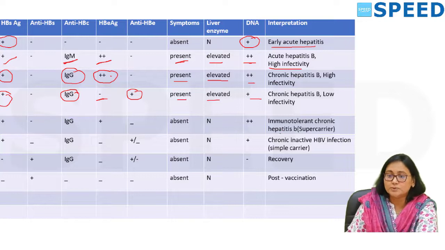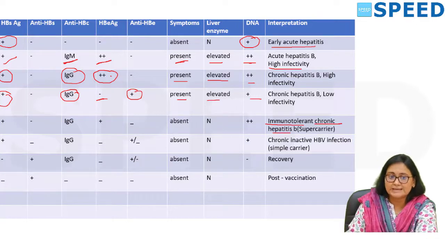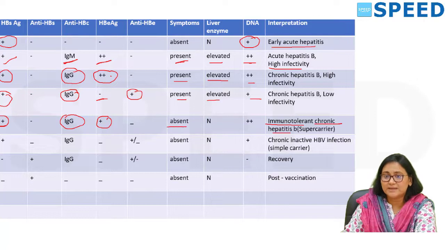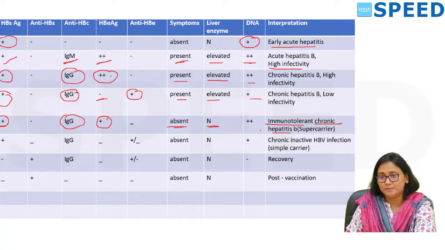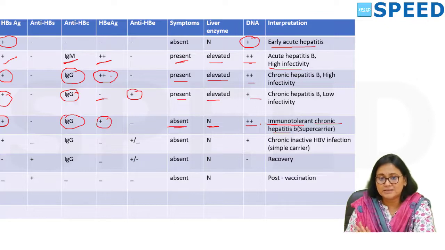If you see the case of supercarrier, which we say immunotolerant chronic hepatitis B, okay. So, in supercarrier or immunotolerant chronic hepatitis B, your surface antigen will be positive, IgG anti-HBc will be there, envelope antigen will be there, and your symptoms will be absent, liver enzymes will be normal, and DNA will be there. So, that is the supercarrier stage because your DNA is still present, okay. Envelope antigen is there.